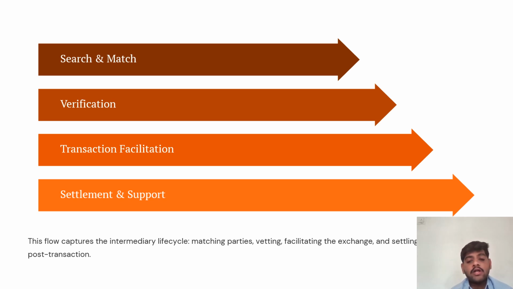So we can see the overall transaction comes with these four concepts, and they go on one by one. First comes search and match, where the proper search and match concept is used. Then comes verification, where everything is verified. Third comes transaction facilitation, where the transactions are taken to the next level. The last comes settlement and support, where settlement is provided to the parties, and if they want any kind of support, they are provided with it.